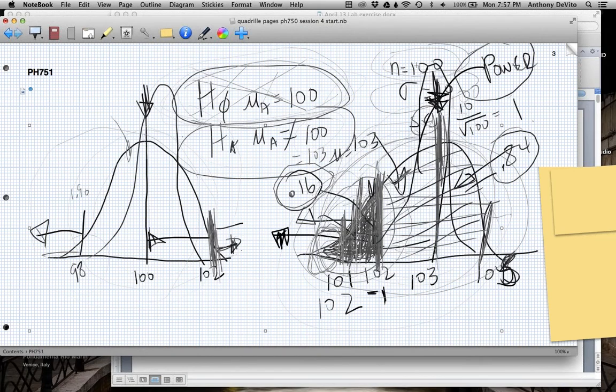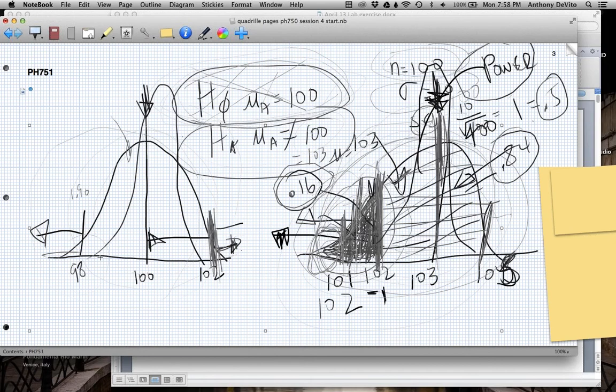If I make the sample size bigger, let's see, what sample size can I use? It's going to give me a nice round number. The square root of 400 is 20. Let's make the sample size 400, right? If I make the sample size 400, then my standard error is 10 over 20, which is 0.5. My standard error is equal to 0.5.